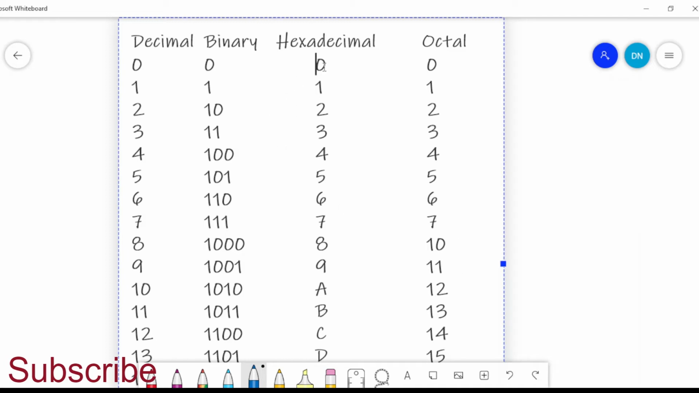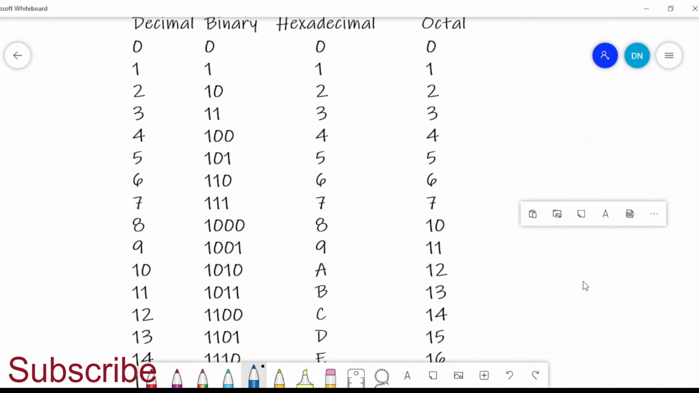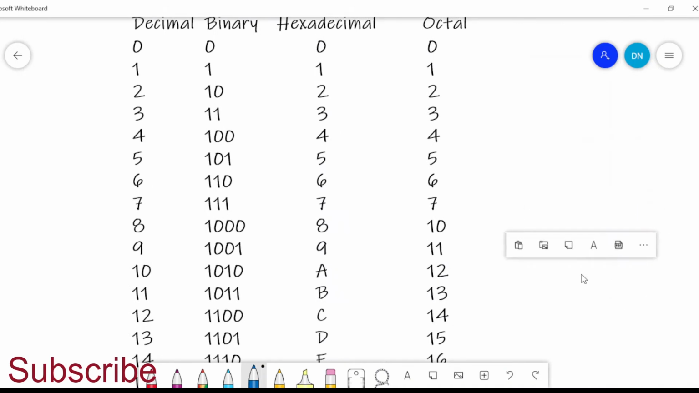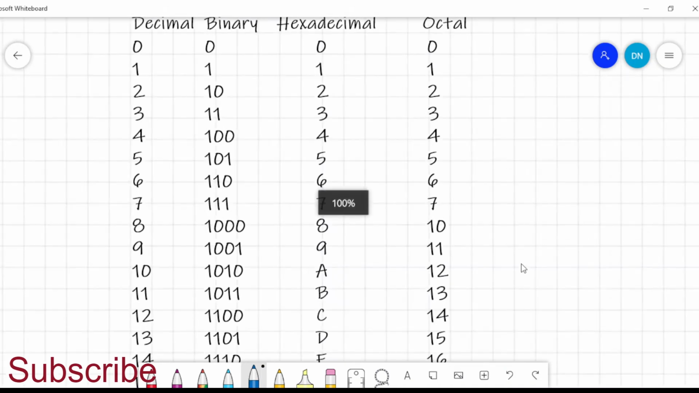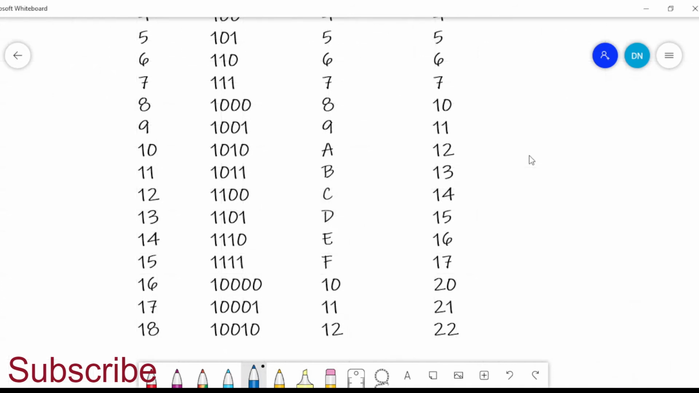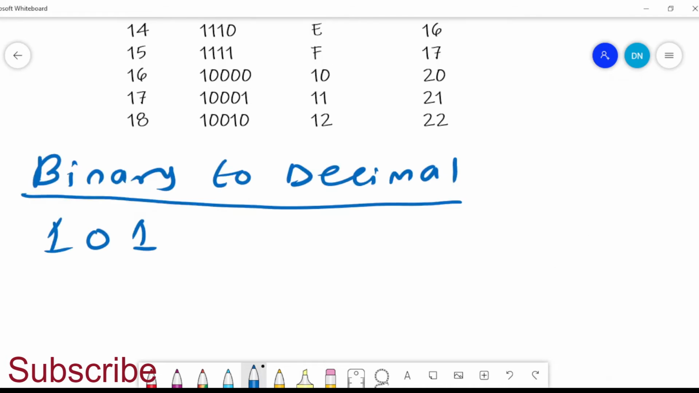For the hexadecimal numbers, they start from 0 to 9. Then from 10, we have letters. We have the alphabet, A, B, C, D, E, and then we also have the F appearing there. So we are going to find out how to convert from decimals to binary, and then from binary to other forms. The binary numbers are to base 2.